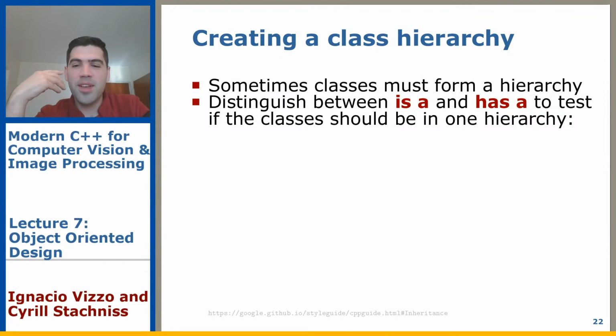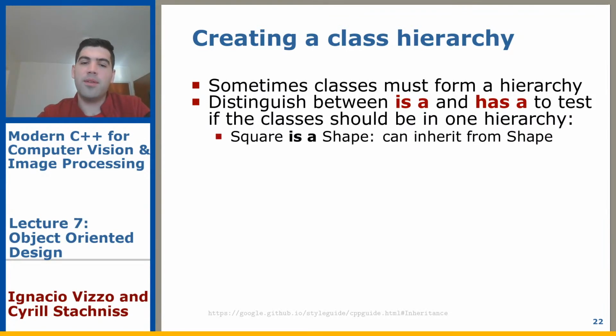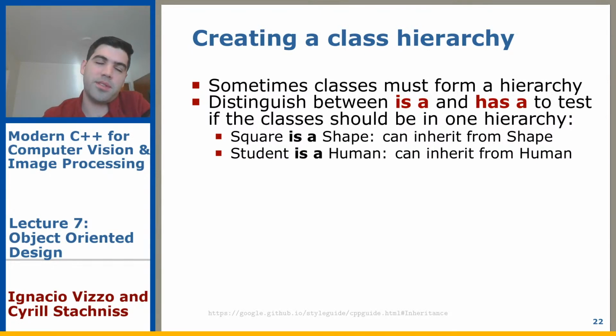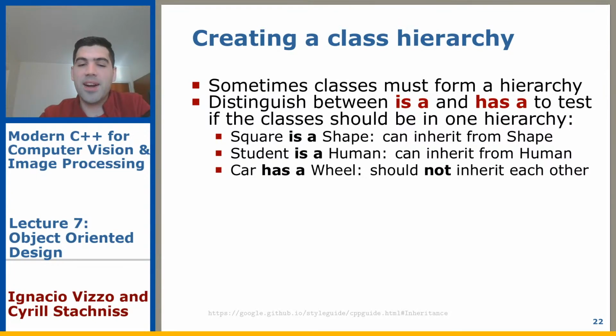So remember these two phrases. Whenever a square is a rectangle, then you use inheritance, right? But there's another idea called composition. For example, a square is a shape, so a square can inherit from shape. A student is a human, so it can inherit from human. For example, a car has a wheel, so there is a composition.